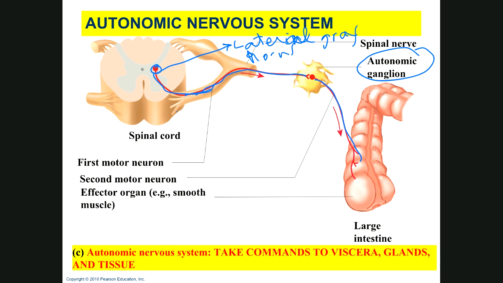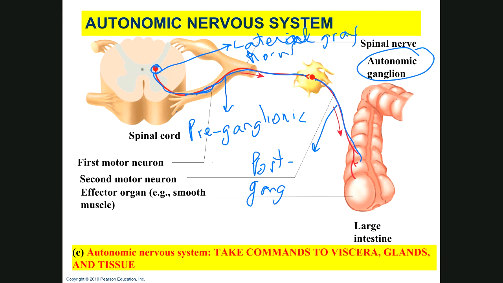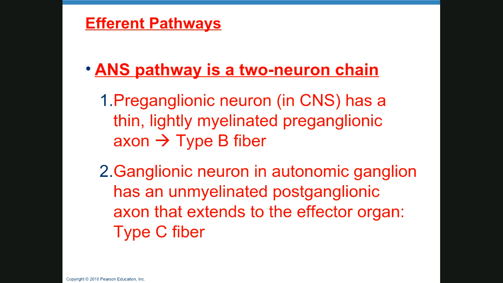So now what you're going to have here is a preganglionic neuron, the one before the ganglion, and this will be the postganglionic neuron. So the ANS uses two neurons versus the SNS, which uses one neuron. So the ANS is a two-neuron system.